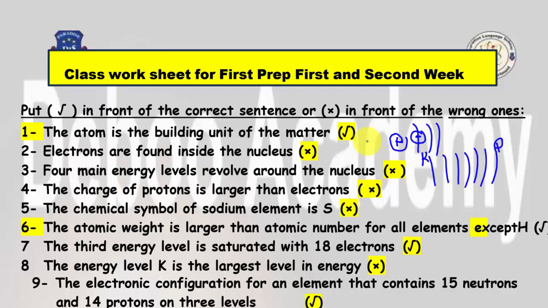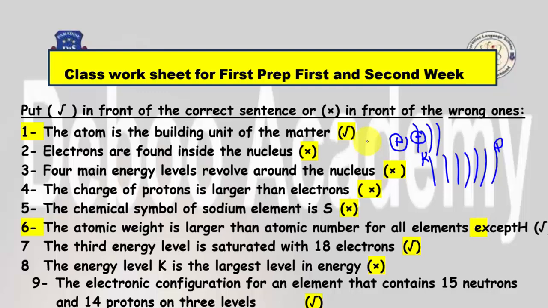The charge of the proton is larger than the electron. Actually, it's wrong, because we can say that the charge of the proton is positive and the charge of the electron is negative. The larger thing is the mass. The mass of the proton is larger than the mass of the electron. So this statement is wrong.